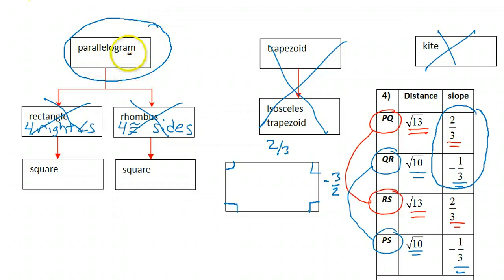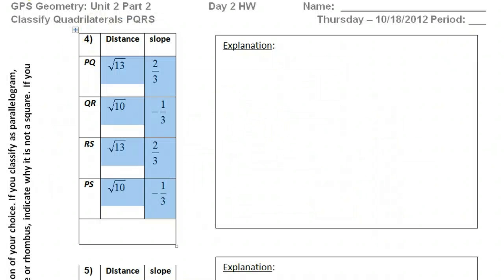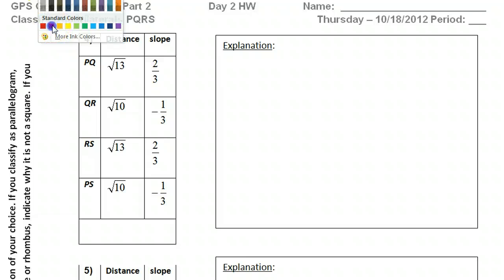So we're going to write parallelogram for the answer, and we have to say why we chose parallelogram. But don't forget, we also have to say why it's not a rectangle and not a rhombus. Okay? All right, so right here we will say what we chose. We decided to go with parallelogram.